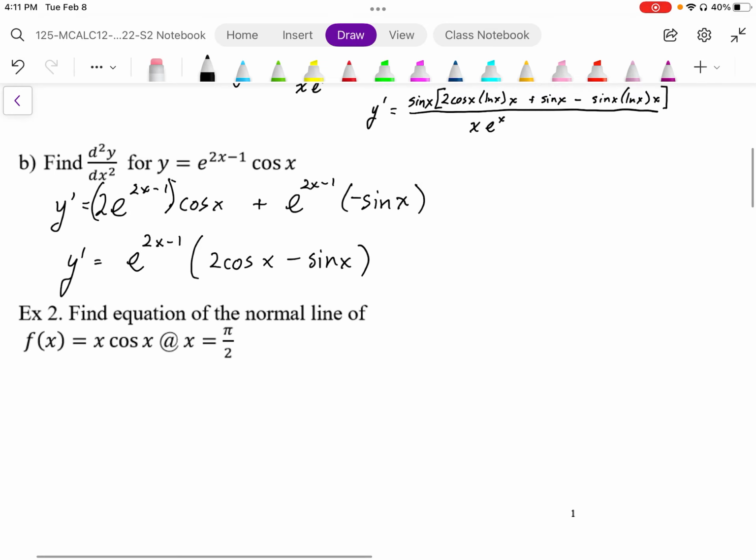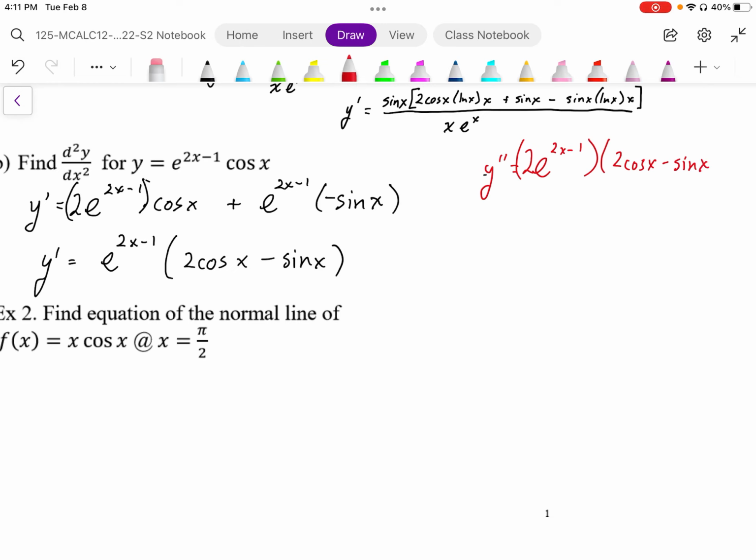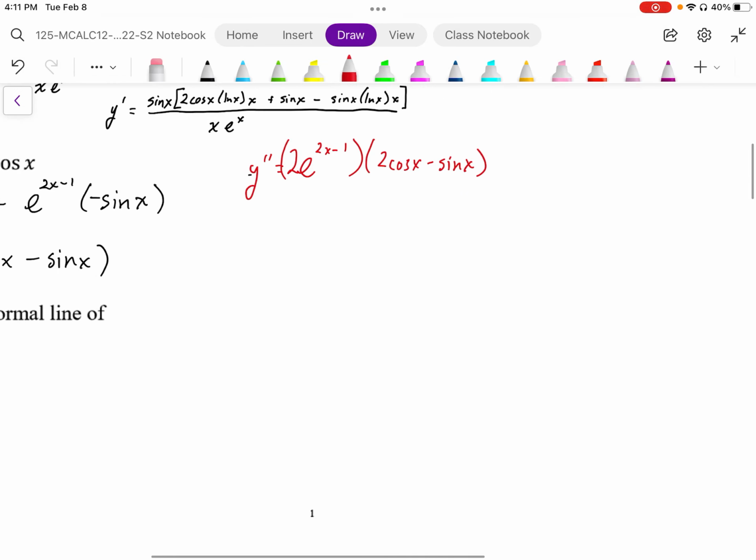Now, the reason why I factor that is I think it's easier now to differentiate one more time. So my second derivative, then I'm going to differentiate the e function, times that by 2. So there's the derivative of the e function. And then I'm left with the 2 cos x minus sine x. I don't differentiate that part yet.